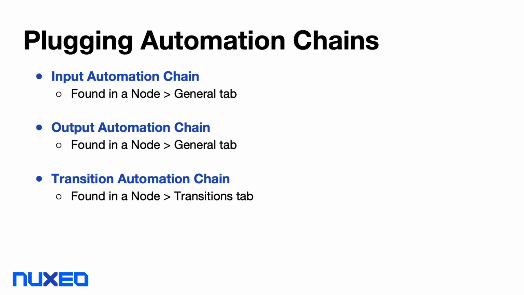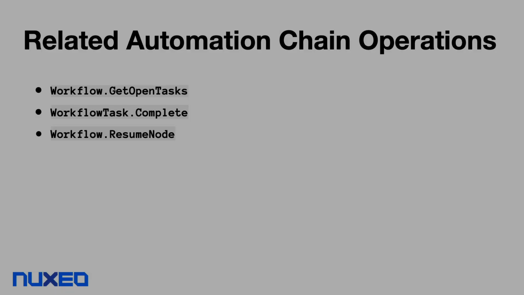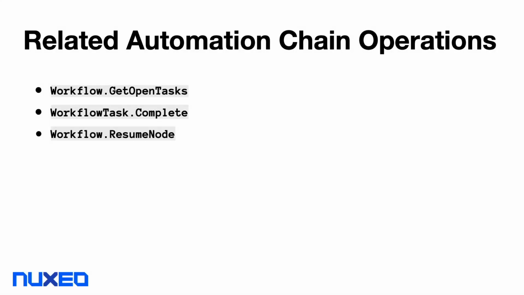While talking about automation chain operation, you can find a few operations available in the workflow context category. For example, you have access to the Workflow.GetOpenTask operation that is used after having fetched the context document. This is used to retrieve all open tasks for a specific workflow instance. You can also execute the Workflow.CompleteTask operation, which simulates the click of a button by your user in order to follow a transition, or the Workflow.ResumeNode automation operation.